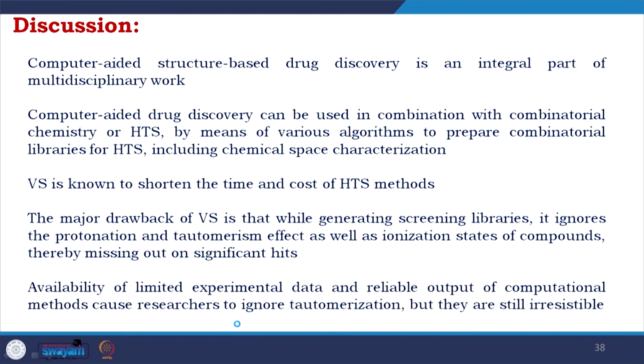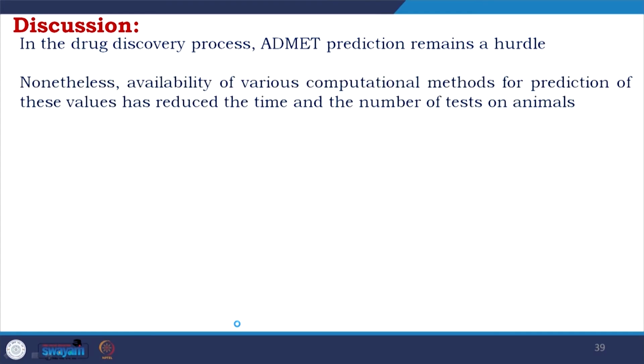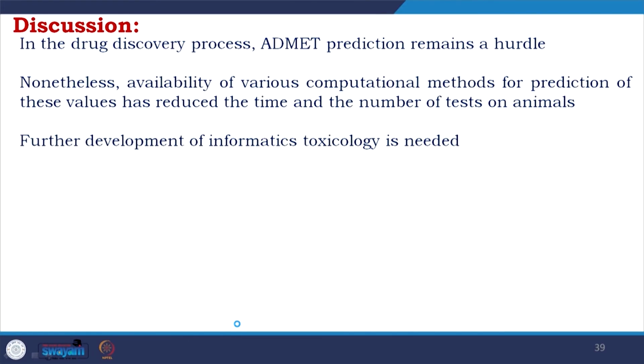Availability of limited experimental data and reliable output of computational methods cause researchers to ignore tautomerization, but they are still irresistible. You have to work on them. In the drug discovery process, ADMET prediction remains a hurdle, as we have discussed in details. Nonetheless, availability of various computational methods for prediction of these values has reduced the time and number of tests on animals. Further development of informatics toxicology is needed.